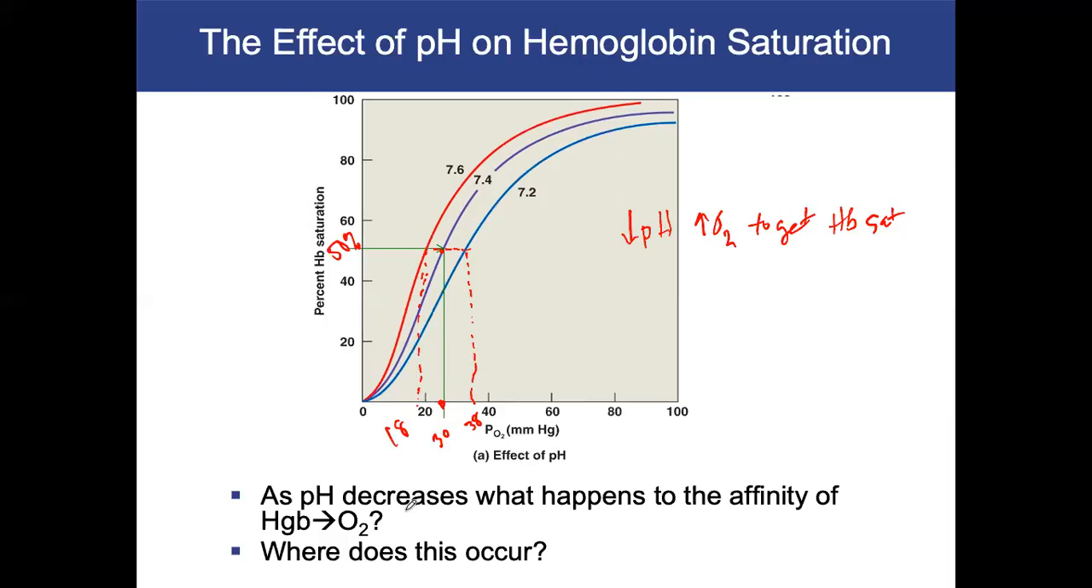Okay, so as pH decreases, what happens to the affinity of hemoglobin for oxygen? It's going to drop, right? So hemoglobin doesn't want to bind oxygen when it's in an acidic environment. Where does this occur? Lungs or tissue normally? Good.